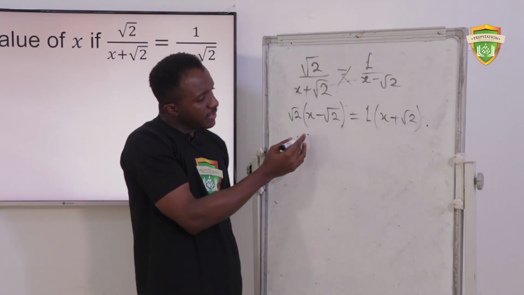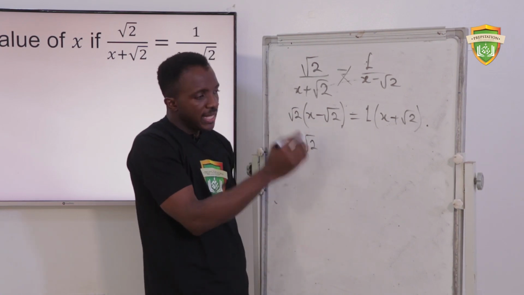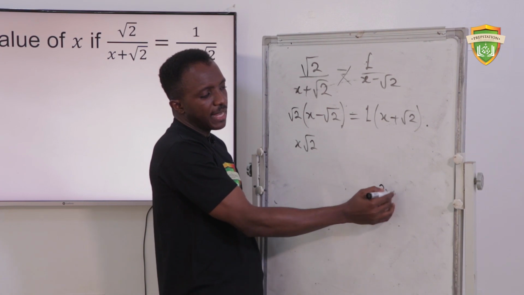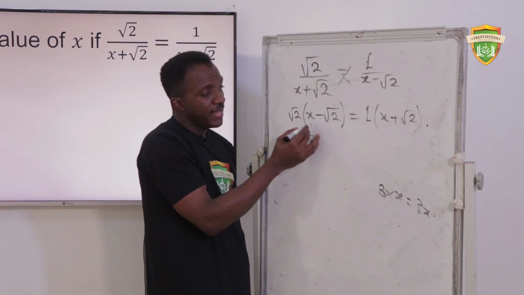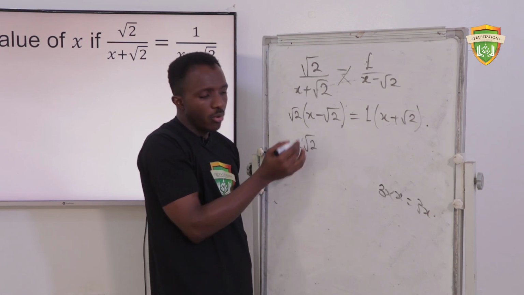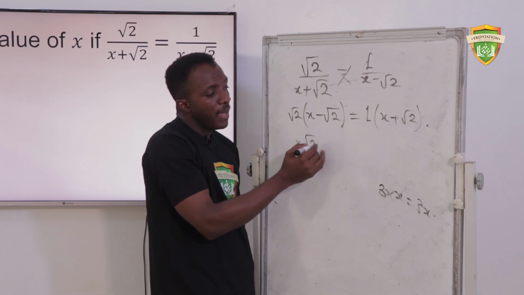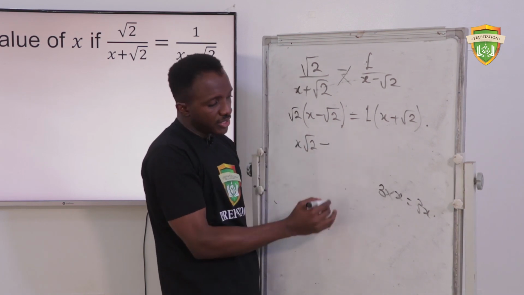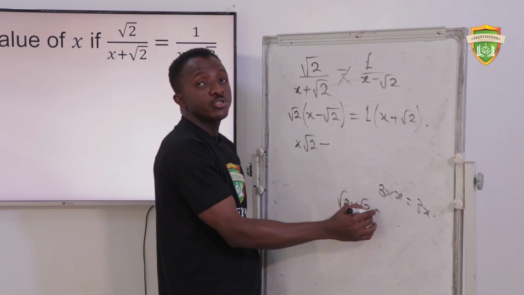If you multiply this, you get x root 2. That is more like saying 3 times x is 3x. Now, they are not the same. They are not like terms. So, you just multiply them this way. So, you have x root 2 minus, take note of this, root 2 times root 2 gives you 2.